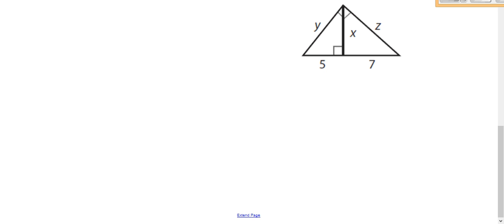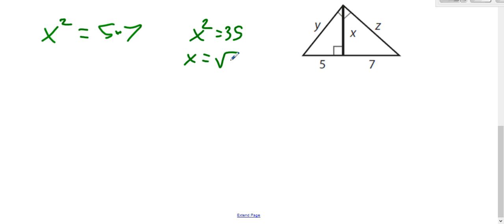So same setup for this problem. For x, that's going through the middle. You multiply the 2 segments together, 5 times 7. So x squared equals 35. So x is the square root of 35. Pretty close to 6. 5.9.